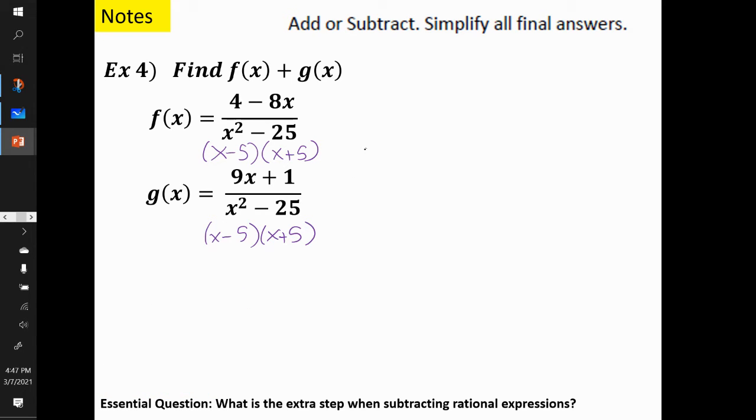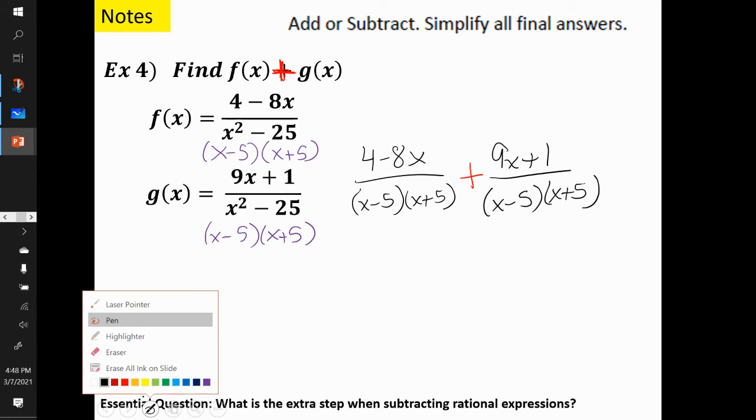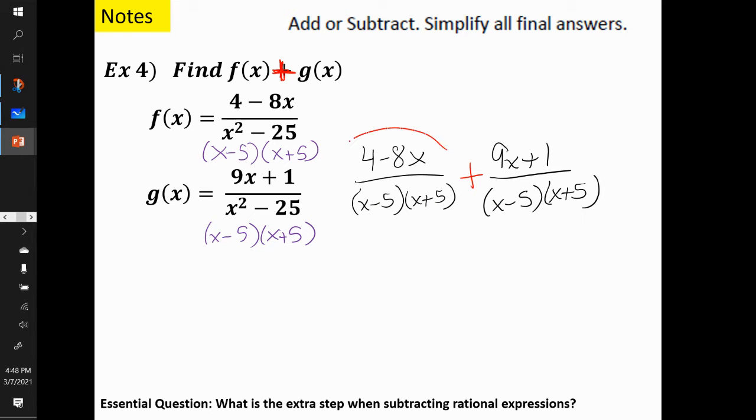Alrighty, so I'm just going to rewrite this. We're going to put 4 minus 8x all over x minus 5, x plus 5. And then remember our operation says, hey, you need to add these things together. Make sure you look at that. And then we're going to put 9x plus 1 over x minus 5, x plus 5. And then they have a common denominator, so that means they are in love. We're going to just add the tops.